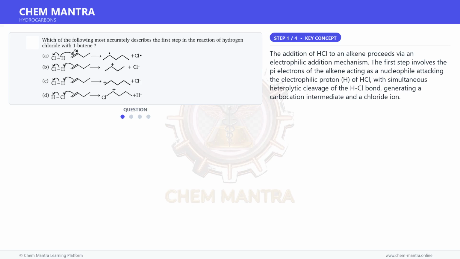The addition of HCl to an alkene proceeds via an electrophilic addition mechanism. The first step involves the pi electrons of the alkene acting as a nucleophile attacking the electrophilic proton, H, of HCl, with simultaneous heterolytic cleavage of the HCl bond, generating a carbocation intermediate and a chloride ion.